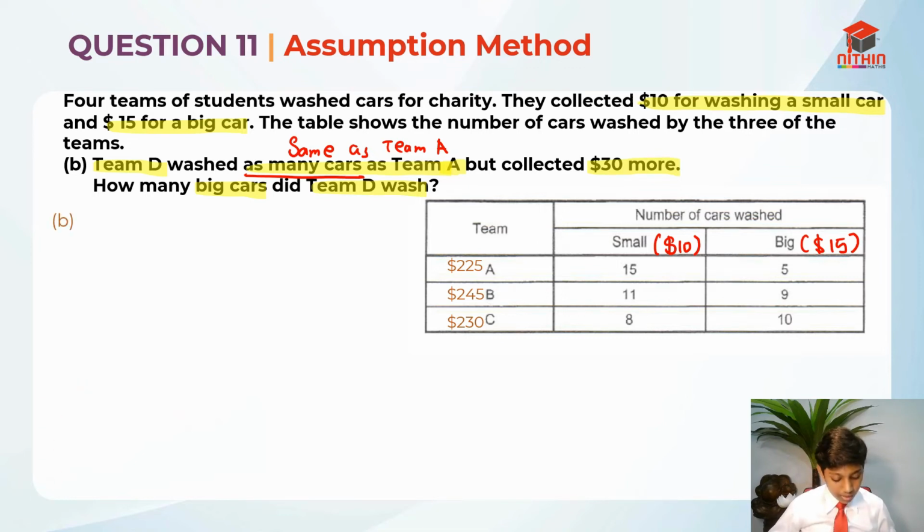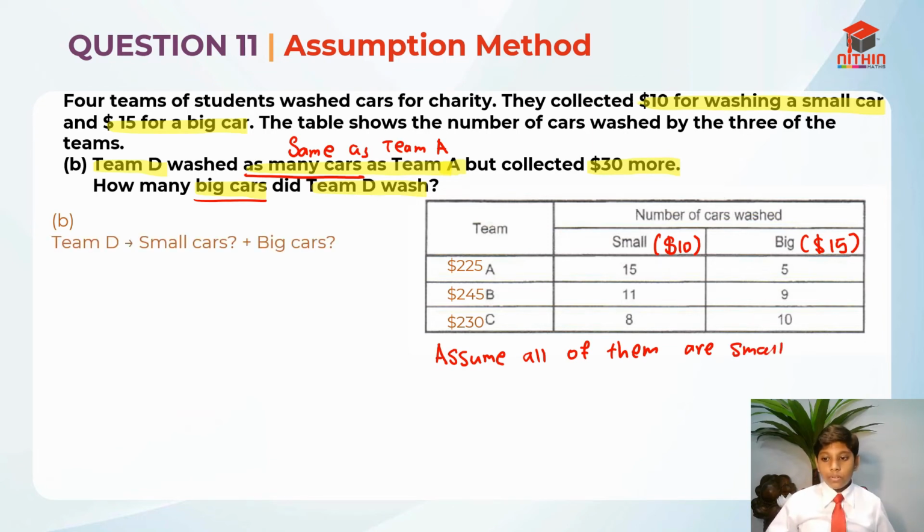Okay, so the assumption method, what we basically do is, over here, let me write it. First we assume all of them are small or big cars. But since they are asking us for big cars, we should always assume the opposite of that, because in the end we will get the opposite. So we should assume all of them are small.